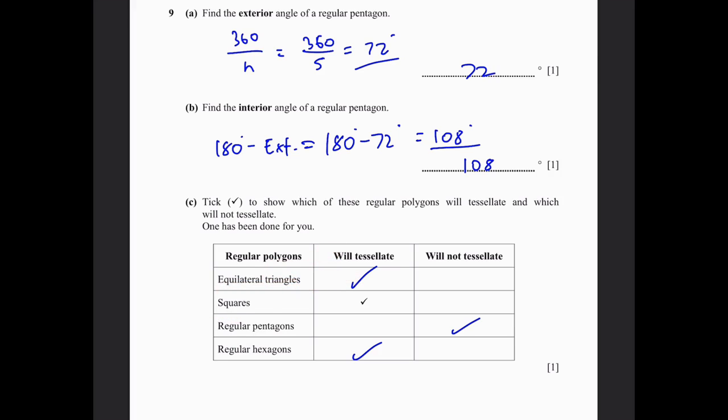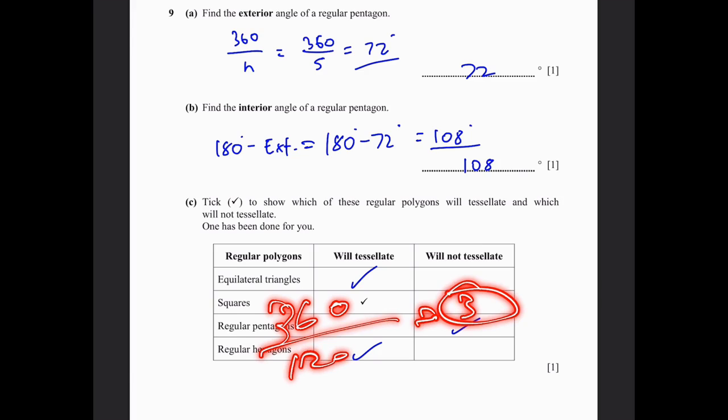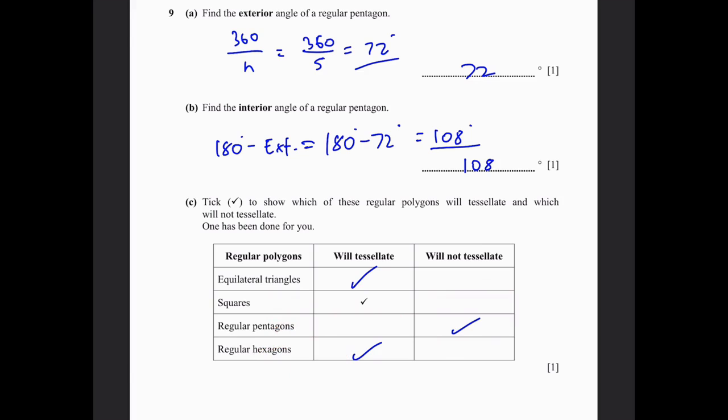Now for squares, the interior angle is 90. 360 by 90 is 4, which is an integer. Now for regular pentagons, it's 108, and 360 by 108 is not an integer. Regular hexagon, it is 120. Because of that, we can say it's an integer because the answer is 3. That's the answer.